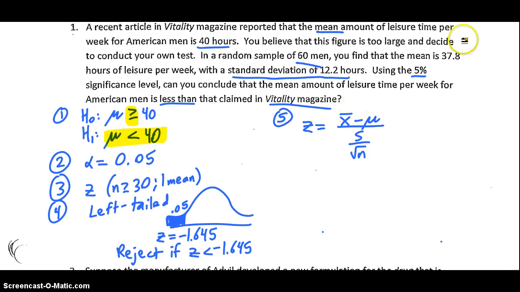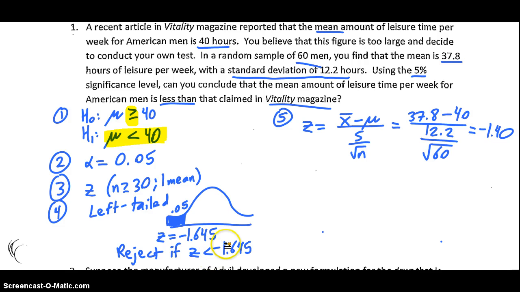X bar is your sample mean, and the sample mean is 37.8. Mu is the number used over here, which is 40, divided by s, your standard deviation, which is 12.2, and the square root of n, the number of people you sampled, which in this case was 60. When you type this all in your calculator, you should get a z-score of roughly negative 1.40. Okay, if you get that, great. If not, come see me in the morning, I'll show you how to type it in the calculator.